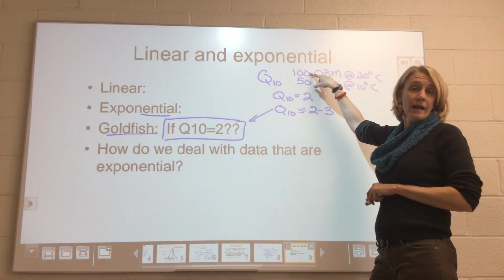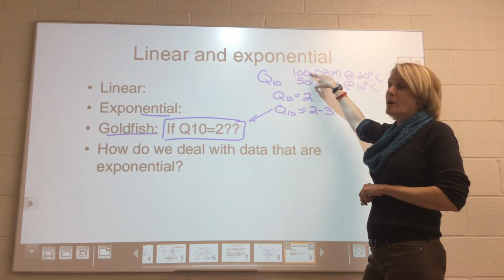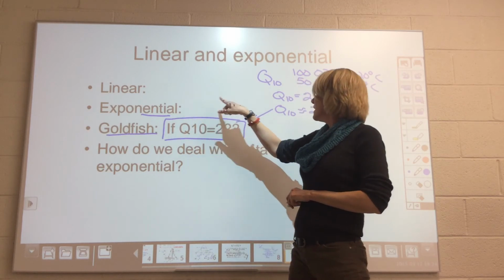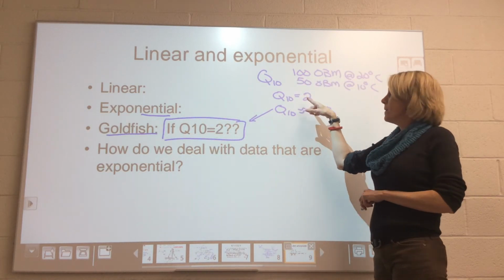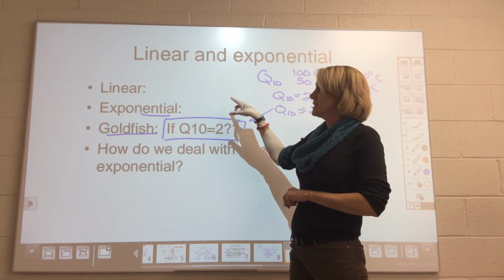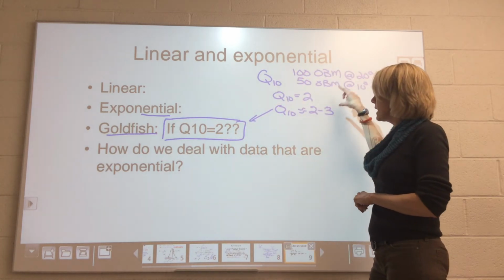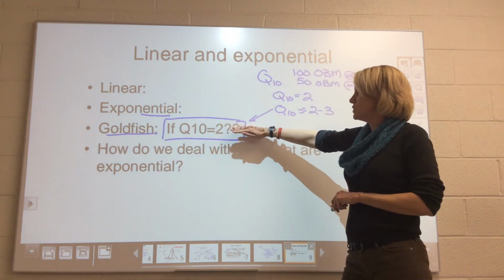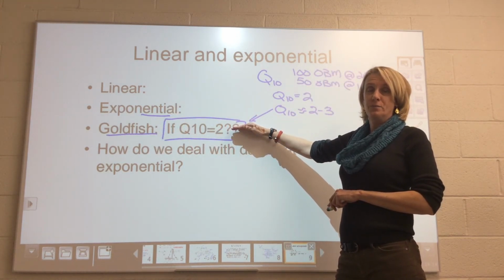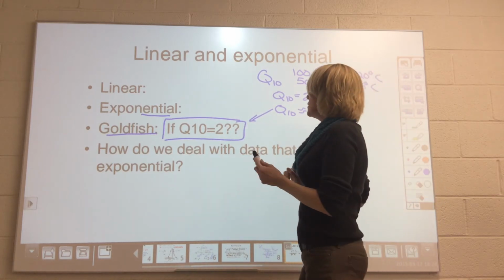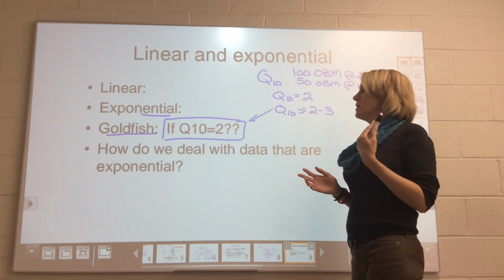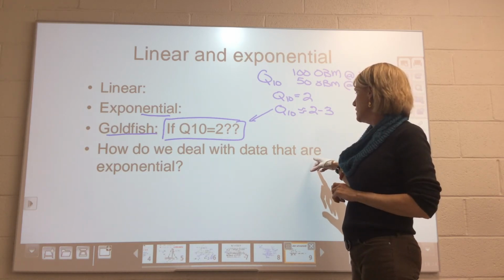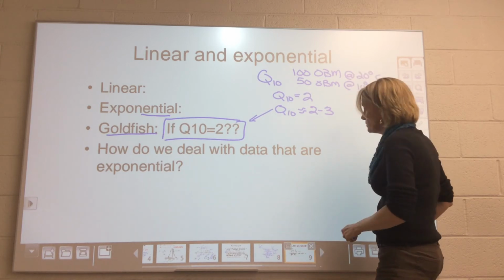Is that linear or exponential? That would be an exponential relationship if that's what you see happening. Now the Q10 values may change, maybe they'll be lower. I don't really know what the exact data is, but I want you to think about how the graphs are related to what you actually get for the Q10 value. If it seems to be an exponential relationship, the question is how do we deal with data that are exponential?